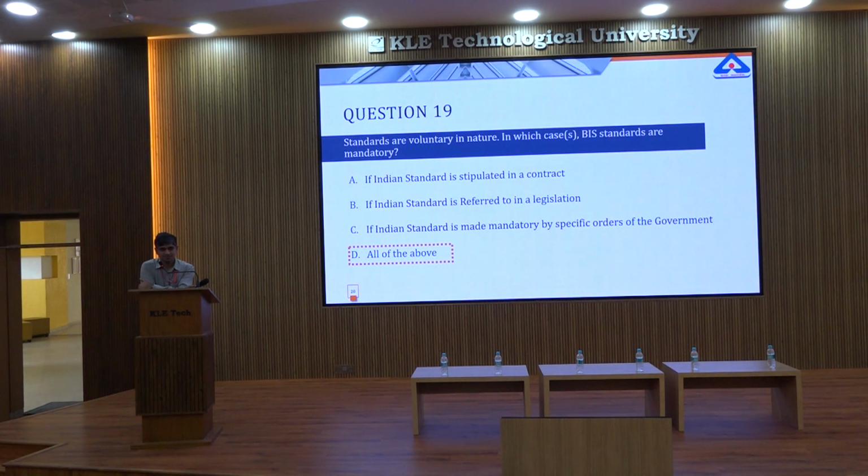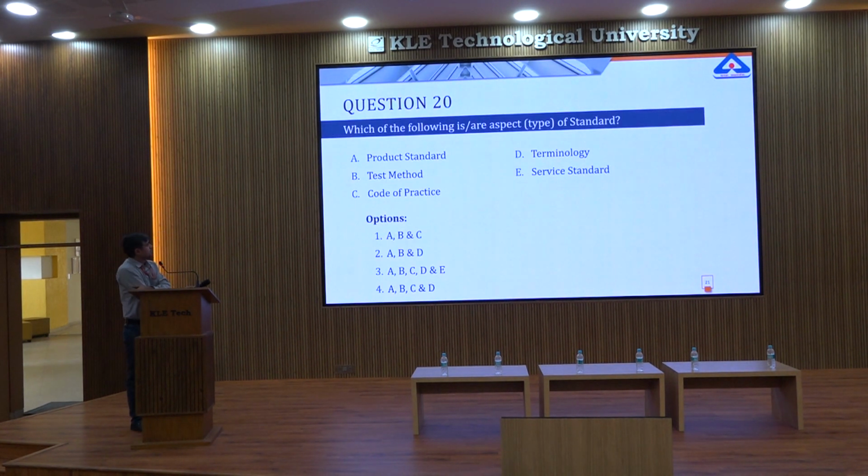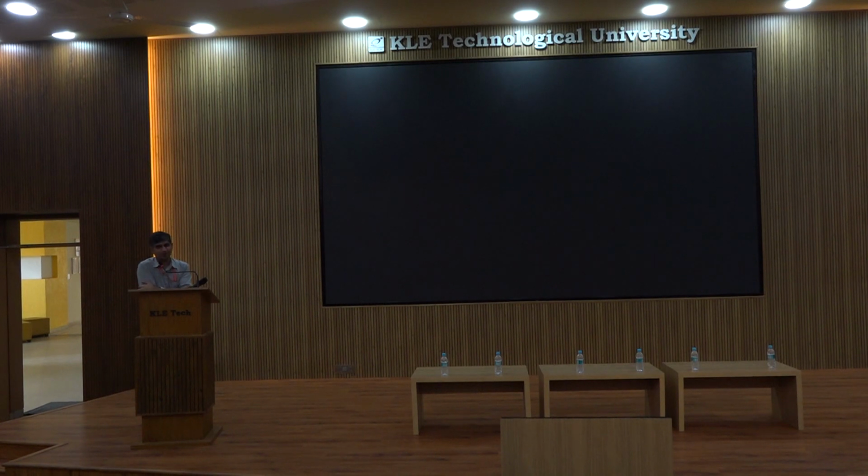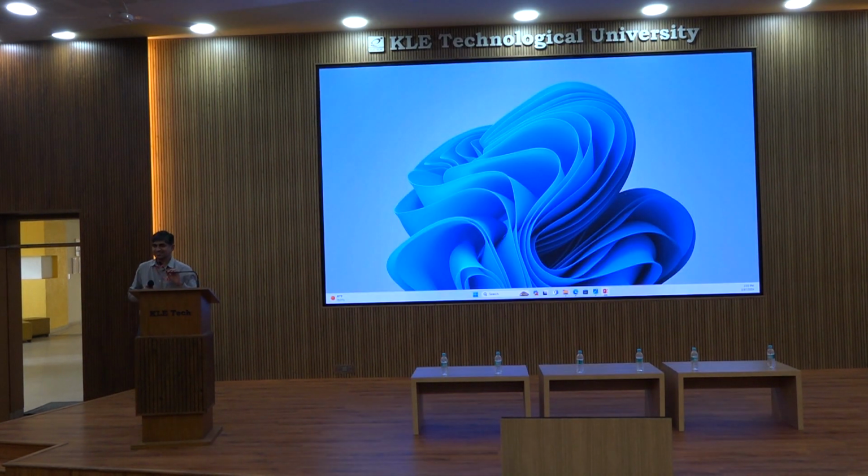It's all. Okay. Type of standards. Which should be the correct option? Only A, B, and C. 3 options. A, B and D. Option 3. See? That's all. If you have any questions now, we can have them resolved right now or afterwards as well.